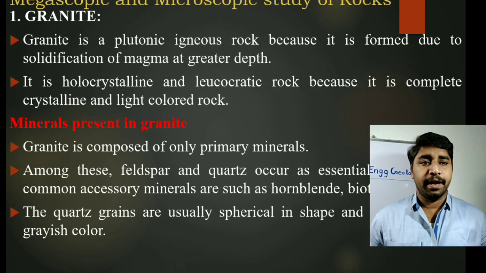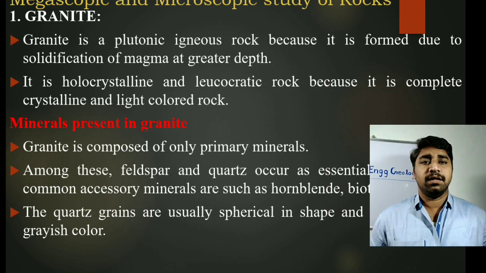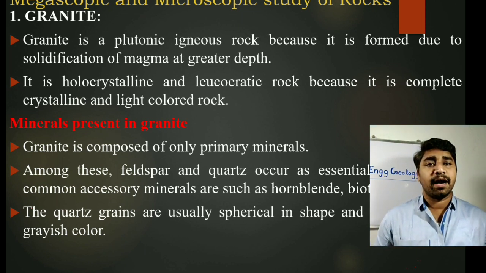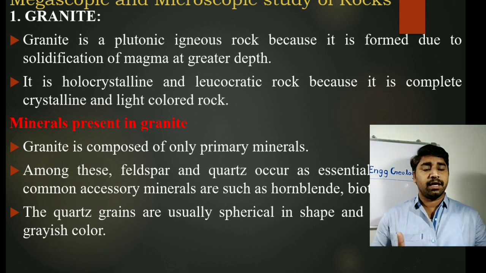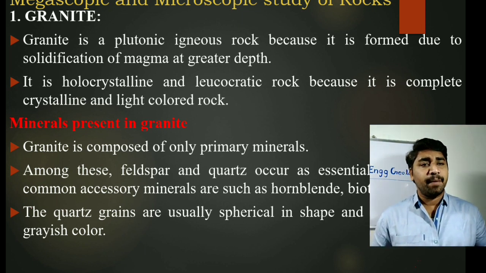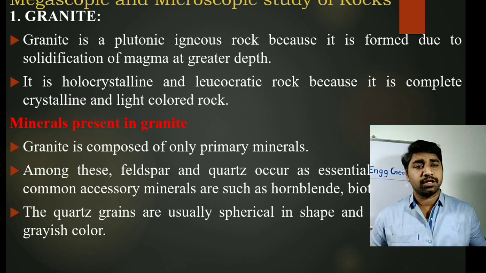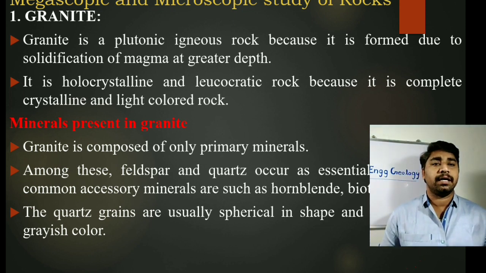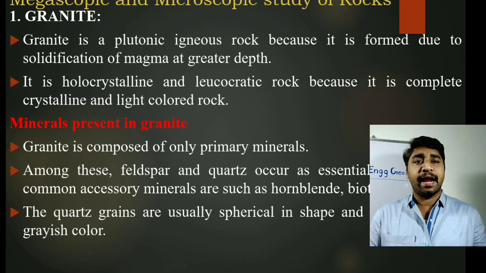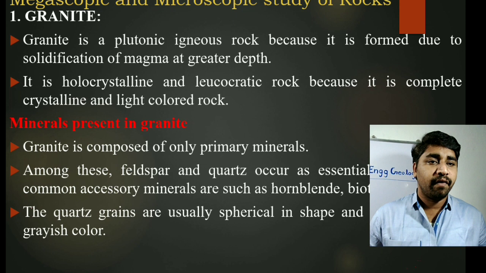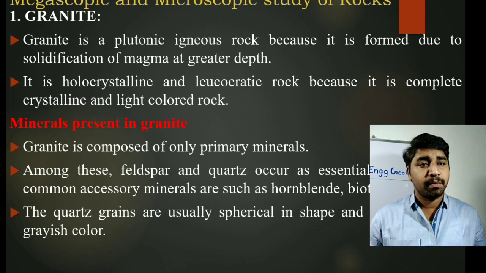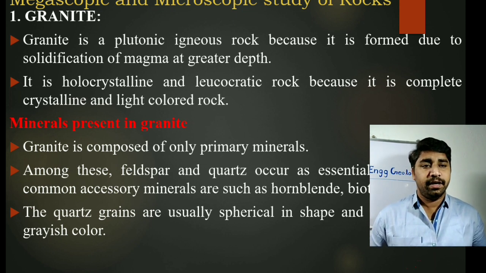Now coming to granite. Granite is a plutonic igneous rock because it is formed due to solidification of magma at a greater depth. Similarly, hypabyssal igneous rocks are there. Plutonic igneous rocks means the igneous rocks formed at a greater depth, and those rocks are called plutonic igneous rocks. So here granite comes under the plutonic igneous rocks. Why? Because these rocks are formed by solidification of magma at a greater depth below the ground level.